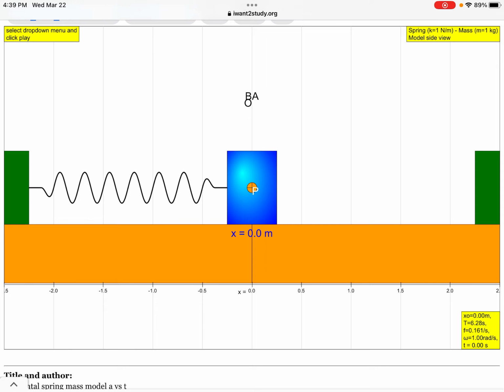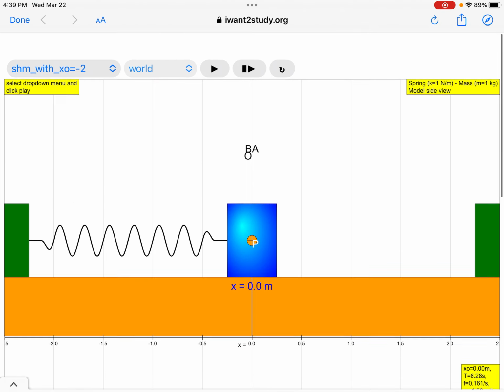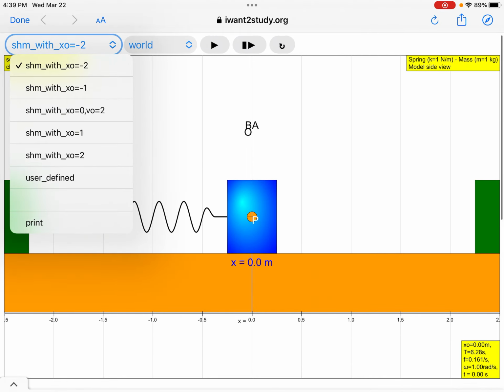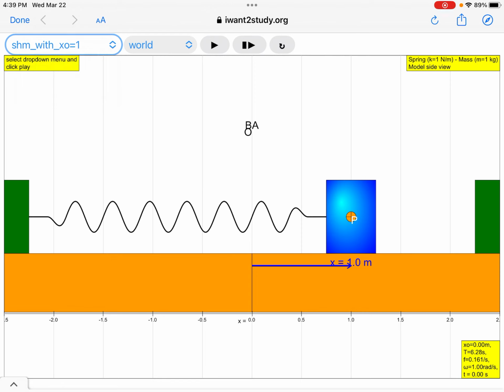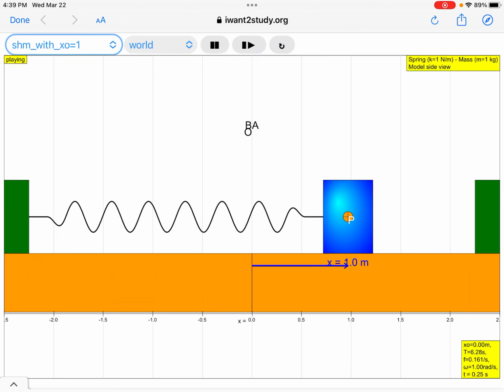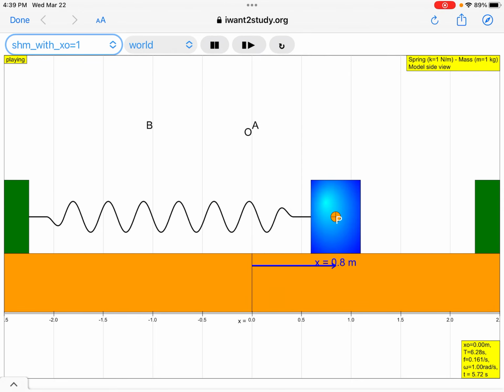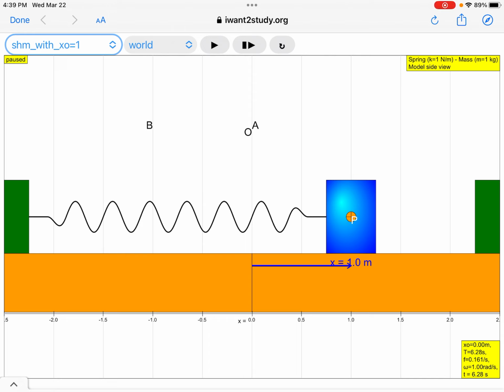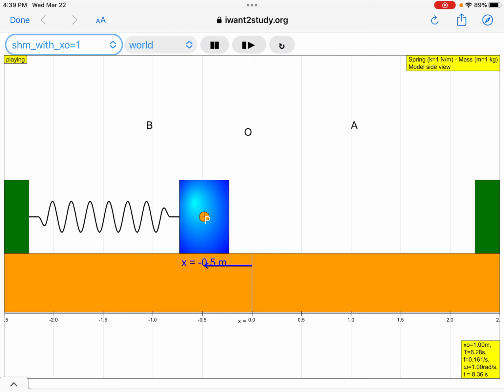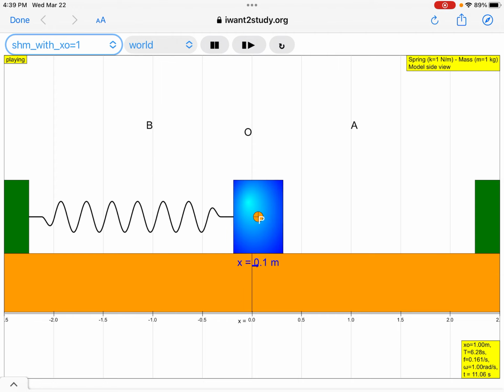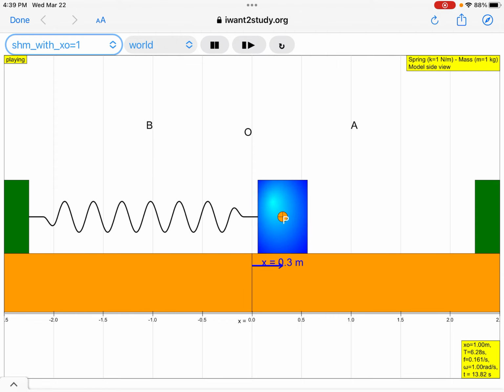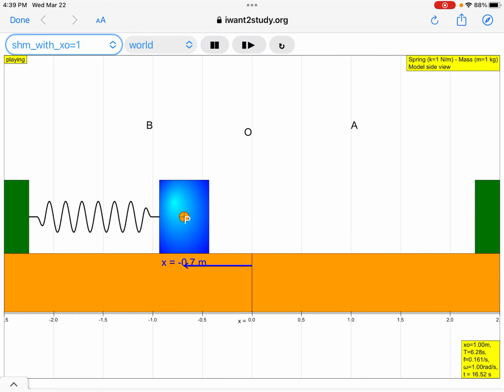Okay, so right now the box is at equilibrium position. Okay, if I choose a different location, how about I choose this one? Now it is at a position of 1 meter. And if I start this, that 1 meter to the right, let's do it again, or to the left, that would be the amplitude of these oscillations. Okay?